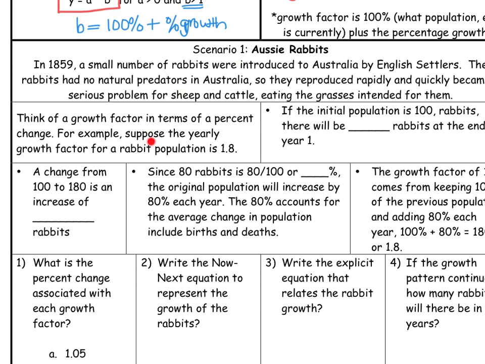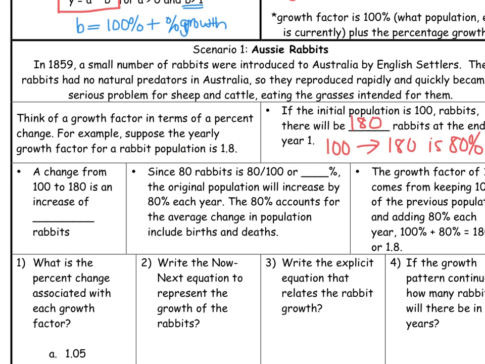For example, suppose the yearly growth factor for a rabbit population is 1.8. If the initial population is 100 rabbits, that means that there will be 180 rabbits at the end of the first year. So the change from 100 to 180 is 80%.